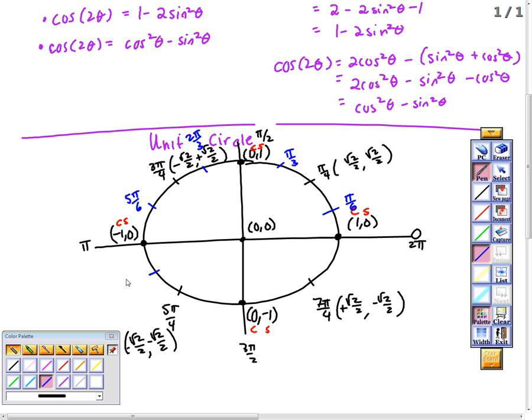6 pi over 6, 7 pi over 6, 8 pi over 6, 9 pi over 6, 10 pi over 6 is 5 pi over 3, and what's this? 11 pi over 6, and you check yourself, this one is 12 pi over 6. Do you see how you count it out? Now, remember, the unit circle has this equation: x squared plus y squared equals 1. So the x value squared plus the y value squared has to equal 1.